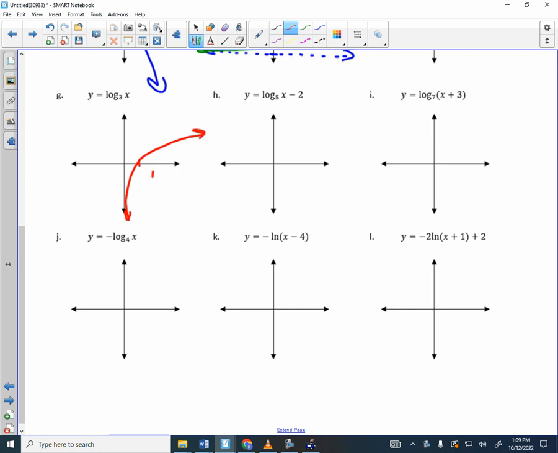This is down 2. This would be left 3. See the difference? If it's on the outside, it's down 2. If it's on the inside, in that case, left 3. So we're going to move it down 2. So that means that instead of going through the point 1, 0, it's going to go through the point 1, negative 2.